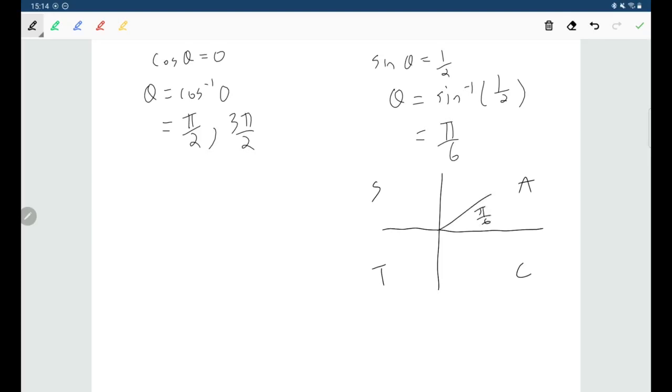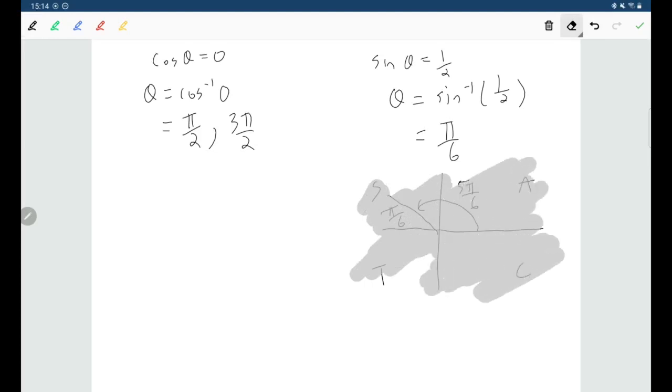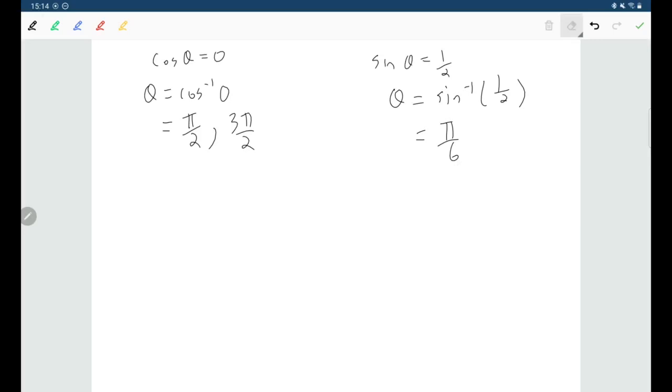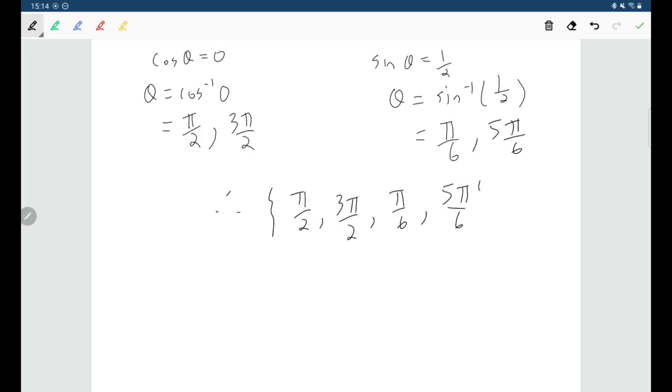One of them was at pi over 6. That's the quadrant 1 answer. But there's also going to be an answer in quadrant 2 where sine is also positive. And that would be the angle 5 pi over 6. So that means that we have another solution that we would have here. So not just pi over 6, but also 5 pi over 6. So that means that we'll have 4 solutions in total. So we have pi over 2 and 3 pi over 2 and pi over 6 and also 5 pi over 6.